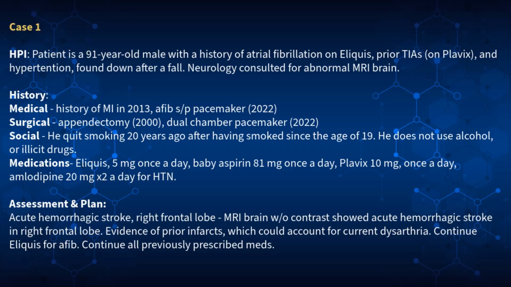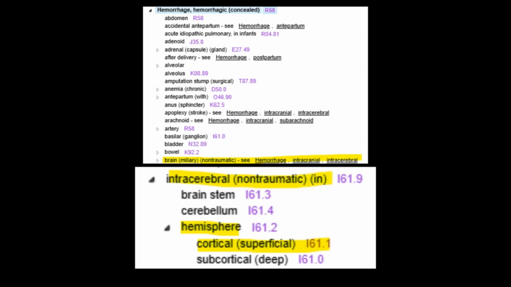I look for the main term hemorrhage and then intracranial / intracerebral. And for the purposes of this documentation and this presentation, I'm going to assume this hemorrhage is non-traumatic. Once I select intracerebral, non-traumatic, I find hemisphere and then cortical, and from there I find my code, which is I61.1, non-traumatic intracerebral hemorrhage in hemisphere cortical. Now this means that there is bleeding into one side of the brain.